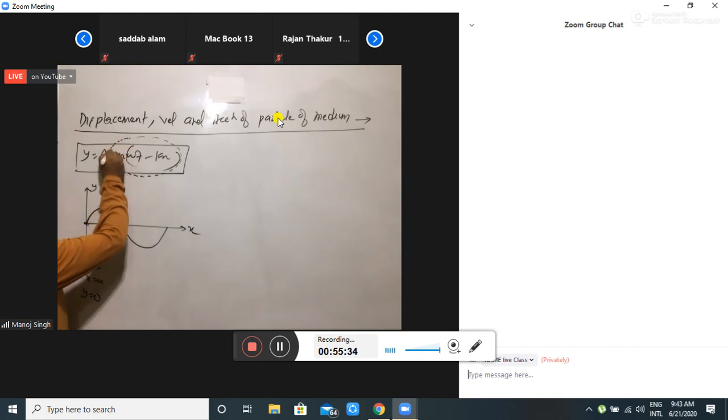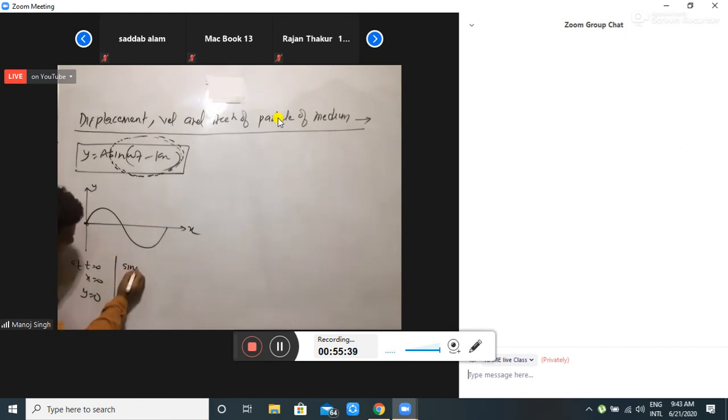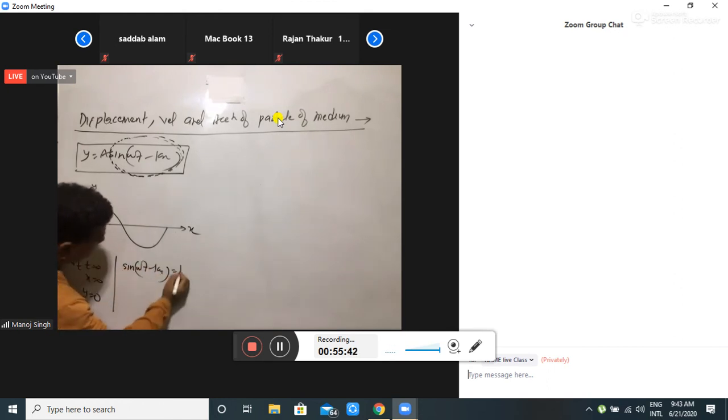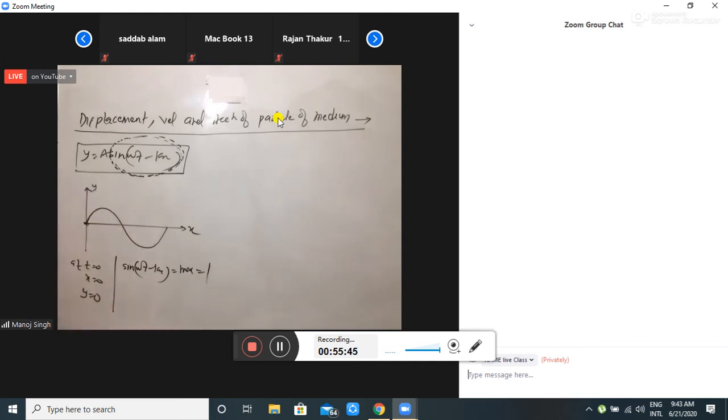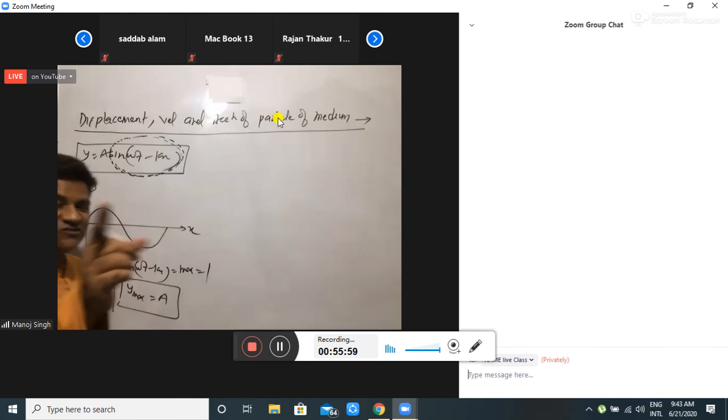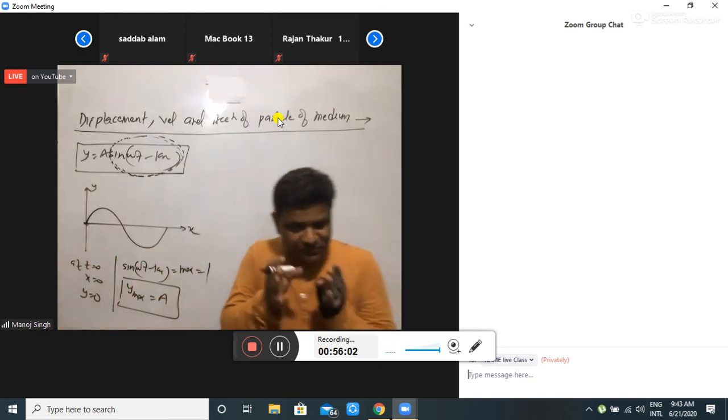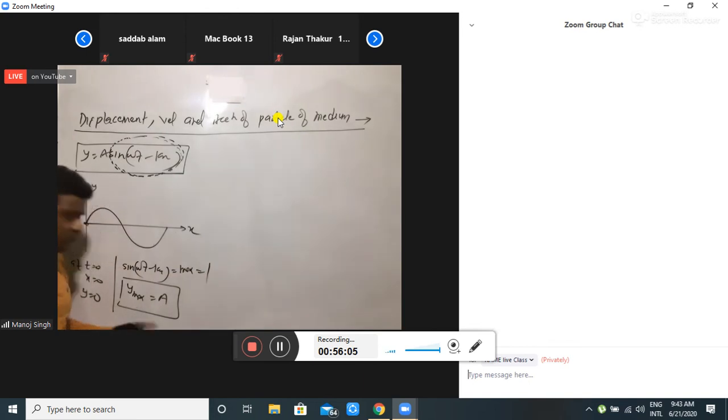Now, when this quantity is maxima, the maximum value of this factor, sine of omega t minus kx, is equal to 1. If the maximum value is 1, y will become equal to a. So y maxima is equal to a. This is known as the maximum displacement, or displacement amplitude. The maximum displacement of the particle is known as displacement amplitude.